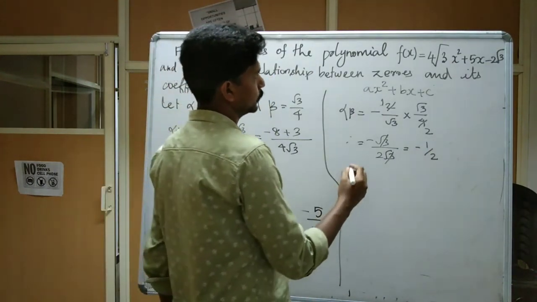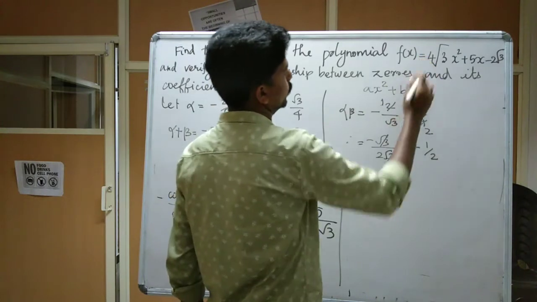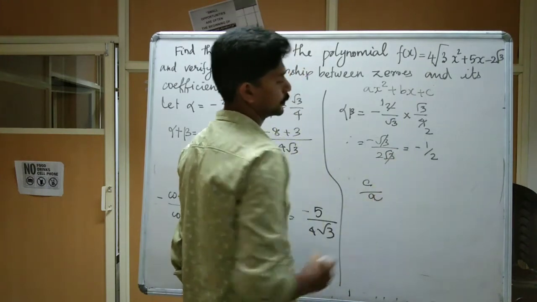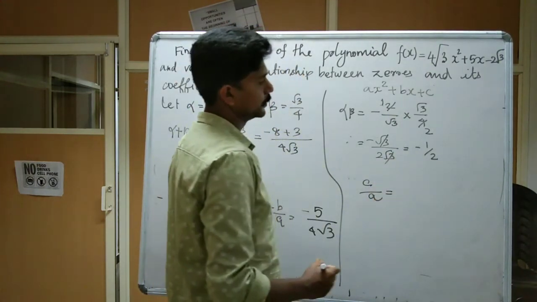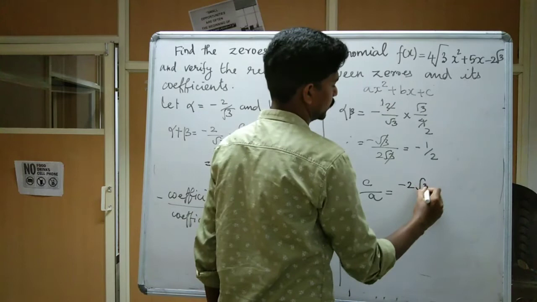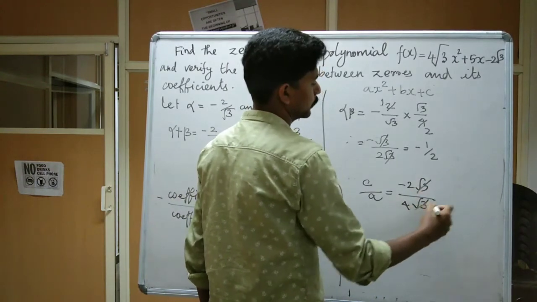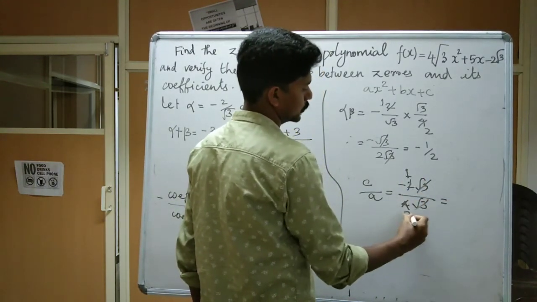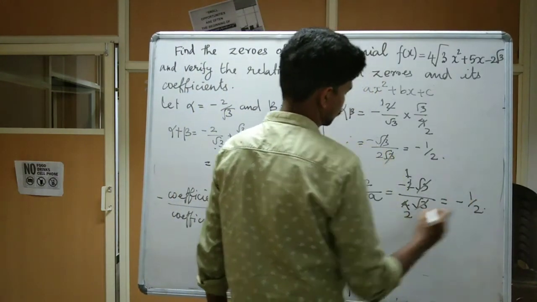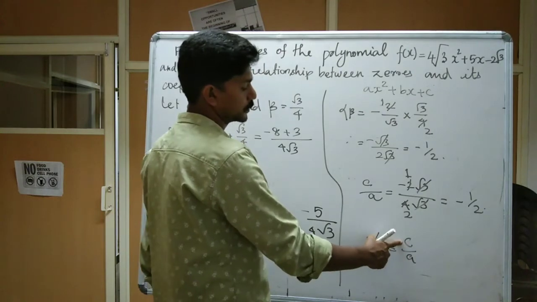Okay, let us find out the constant term divided by coefficient of x², which is c by a. What is the c value? The constant term, minus 2√3, divided by a, the coefficient of x², that is 4√3. So √3 and √3 cancel, and 2 goes into 4, 2 times. So minus 1 by 2, both are the same. So we can say that the product of zeros is equal to the constant term divided by the coefficient of x².